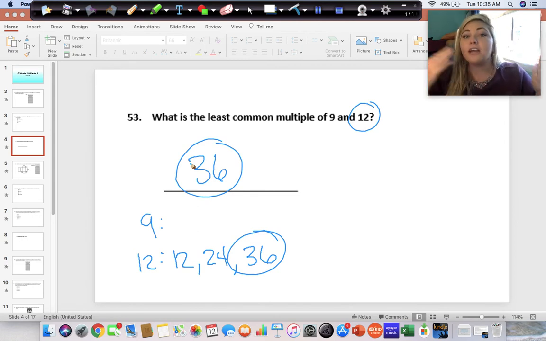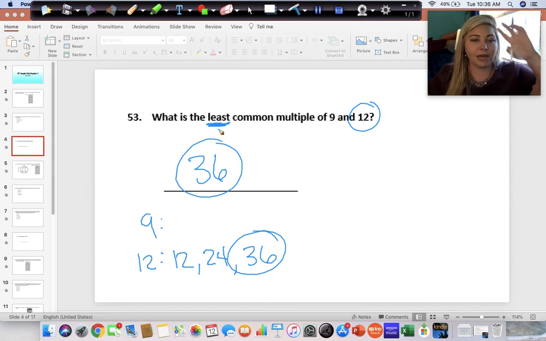108, 9 and 12 both go into 108. But 108 is bigger than 36. So 36 is the smallest number that both of them can go into evenly. That is where our least comes into play.